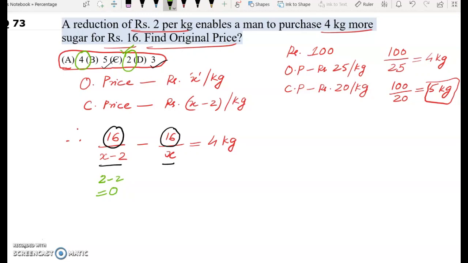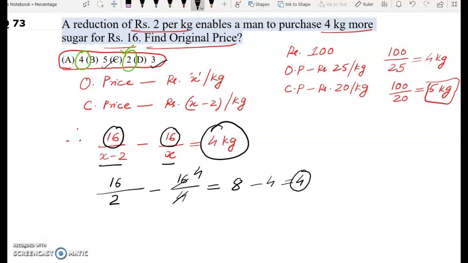Now we will check with option A, which is 4. Now if our answer is 4, X is 4. 16 divided by X is 4, and 4 minus 2 will be 2. This will give us 16 divided by 2 is 8, and 16 divided by 4 is 4. 8 minus 4 is equal to 4. So this is the same. So that means our answer is X equal to rupees 4 per kg, and our answer is option number A.